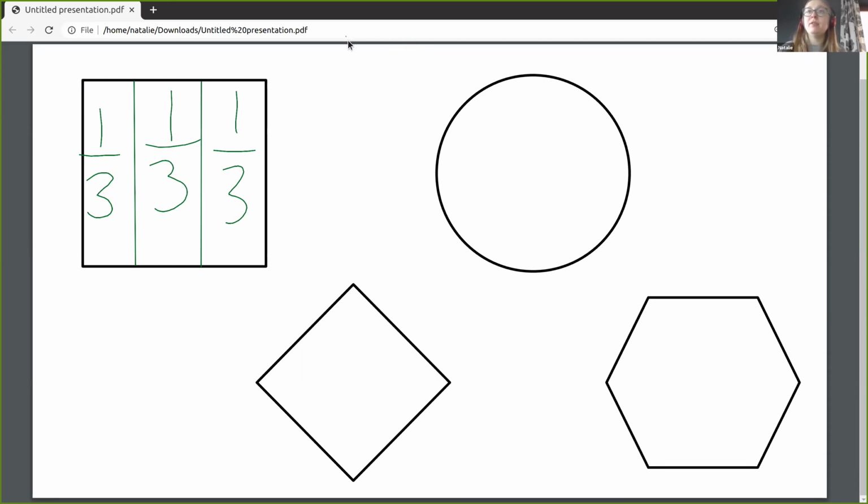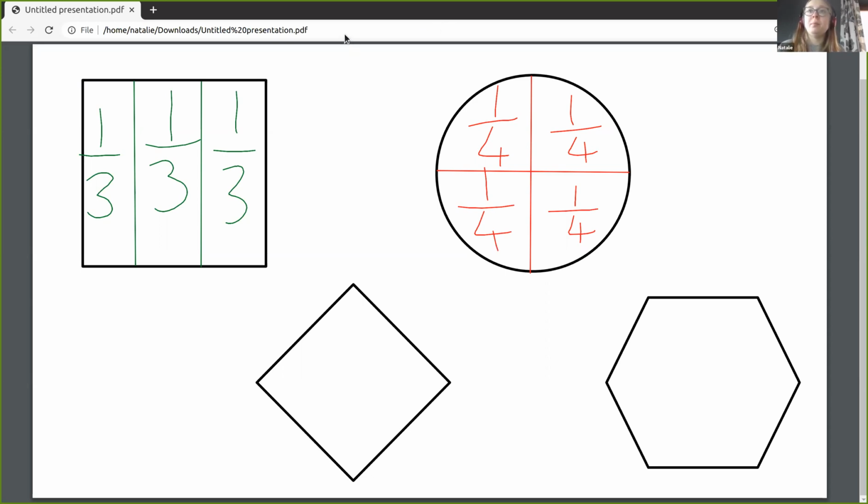If I wanted to divide my circle into quarters, how many pieces do you think I'm going to get for a quarter? If you shouted out 4, well done. Yes, we are going to get 4 equal pieces for a quarter. 1, 2, 3, 4 quarters. Excellent stuff.